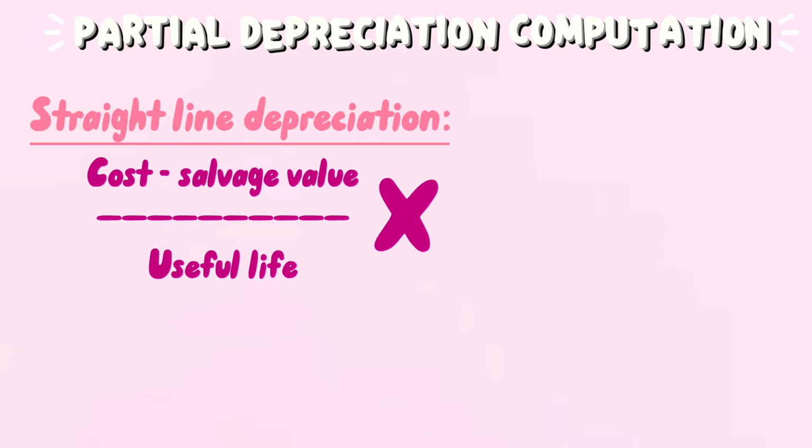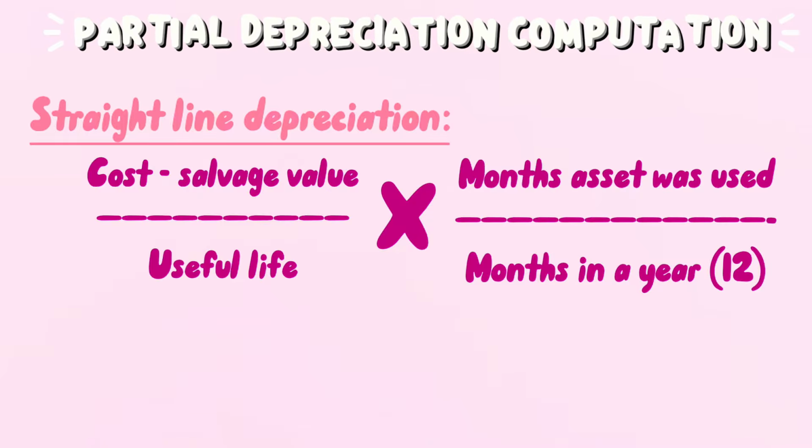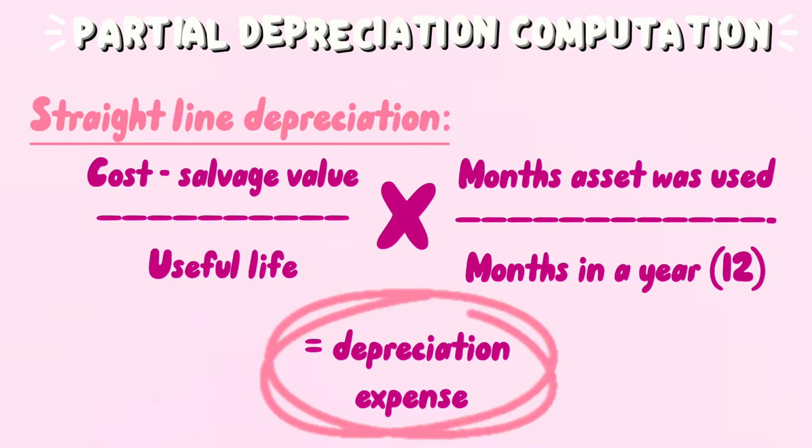If we buy or sell an asset when it's not the beginning or the end of the accounting period, we have to account for its partial depreciation. If I bought salon equipment in February and then my accounting period ends in April, I have to account for the partial depreciation for those 2 months. Use your straight line depreciation and multiply by the number of months the asset was used divided by total months in a year to get your partial depreciation.